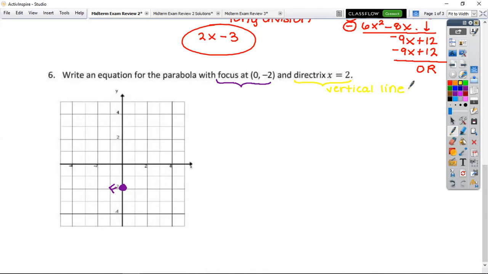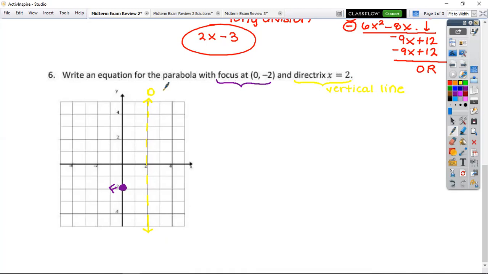So that's where some of the errors probably occurred. So I'm going to go to Q, and I'm going to draw my directrix. Again, x equals are always going to be vertical, y equals horizontal. So this is my D.